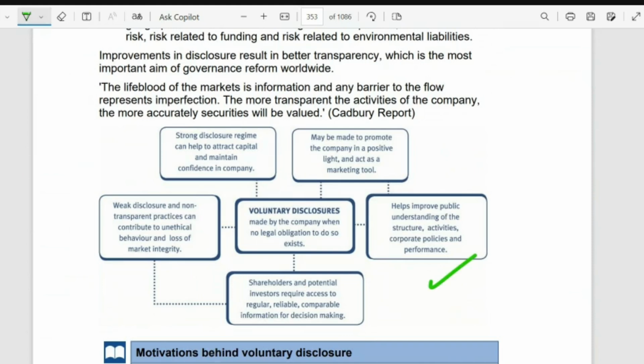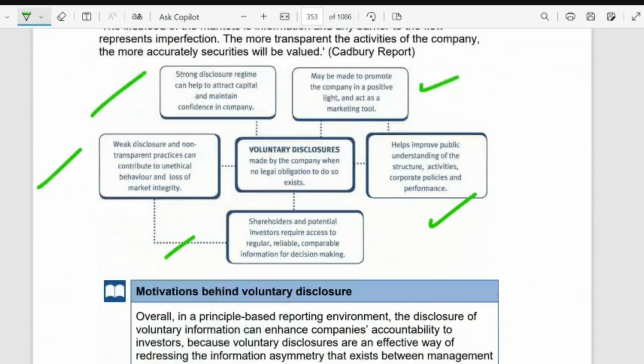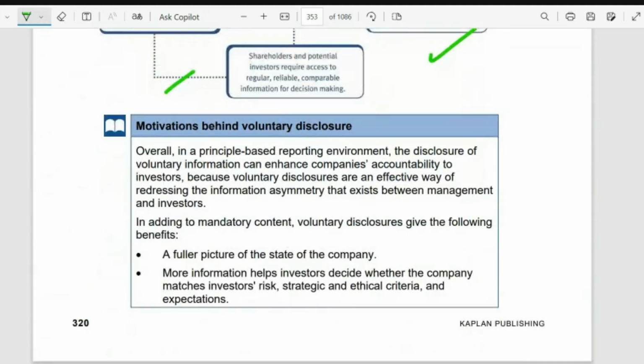Please go through this. It will help your understanding. One-time reading, two-time reading is enough. If you remember some key points: the motivation behind voluntary disclosures is the fuller picture; the more information, the more it helps investors.